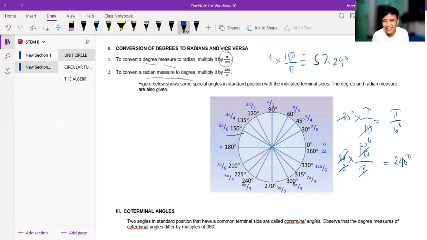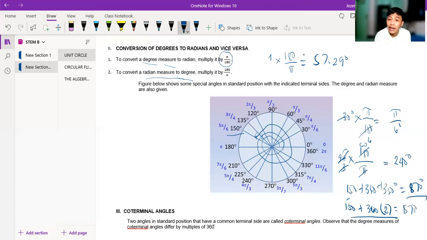Okay? So what if it says, get the coterminal of 150 in 2 revolutions. We add 360 for each revolution. So 150 plus 360, plus another revolution, plus 360. So 150 plus 360 plus 360 is equal to 870 degrees. That is the coterminal of 150 in 2 revolutions. So the formula is: 150, the given, plus 360 times the number of revolutions. And that's it.